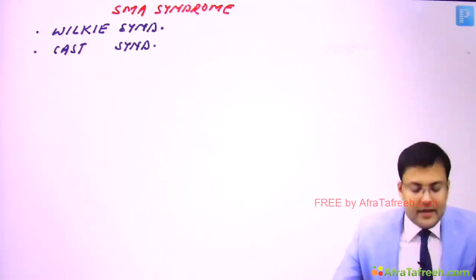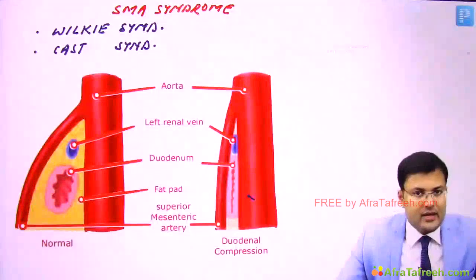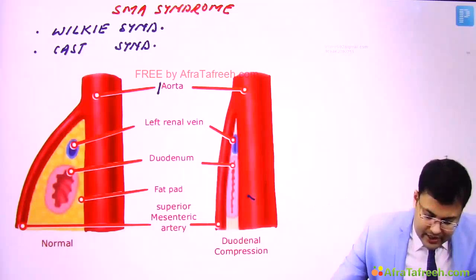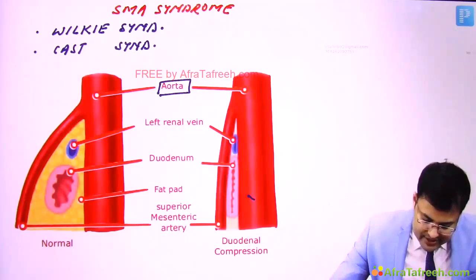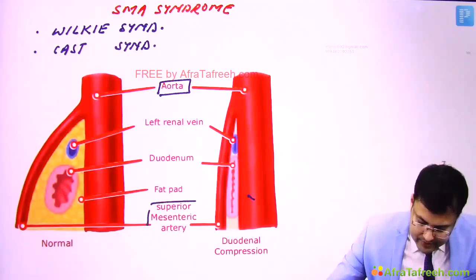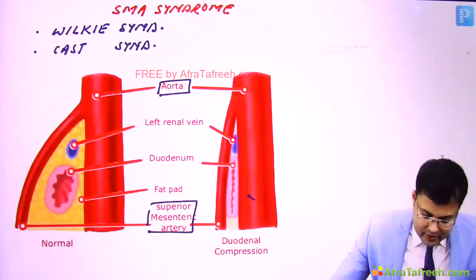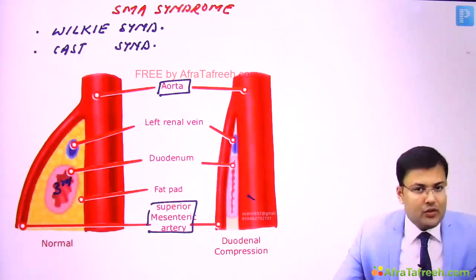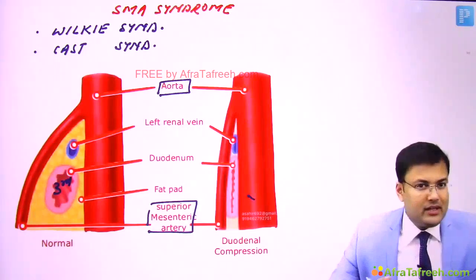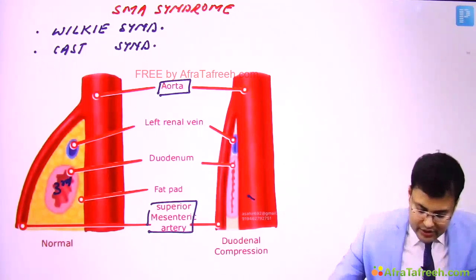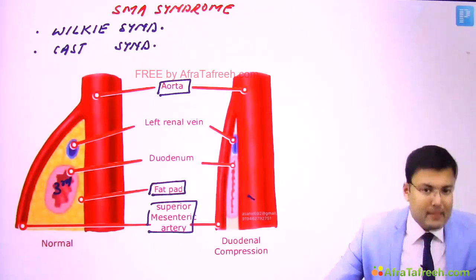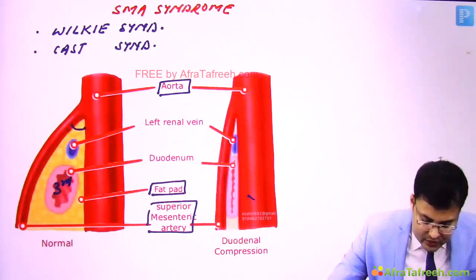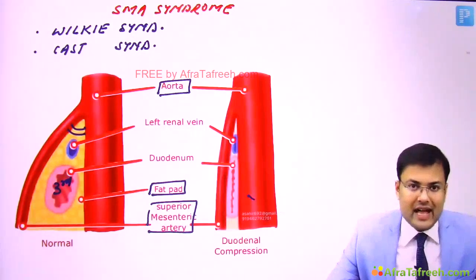Now see the anatomy. This is the lateral view or sagittal section. If you see, this is the aorta, and you can see the superior mesenteric artery arising from the aorta. You can see this is the third part of the duodenum. And normally, around the third part of the duodenum there are fatty cushions. Can you see here the fat pad, the yellow colored structure? And if you see this angle, this is known as the aortomesenteric angle.